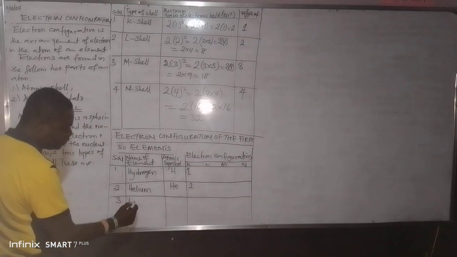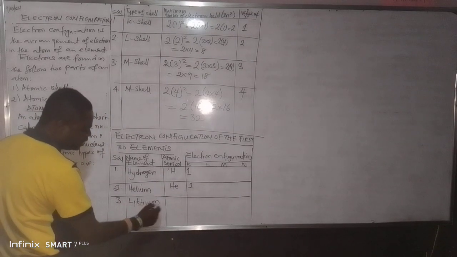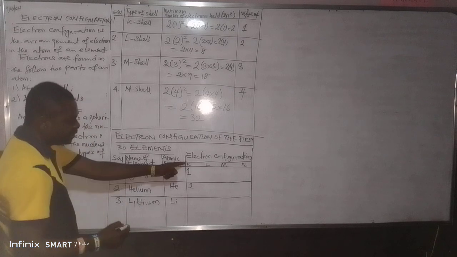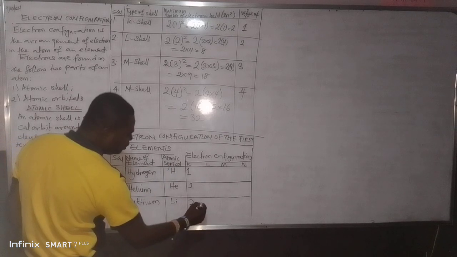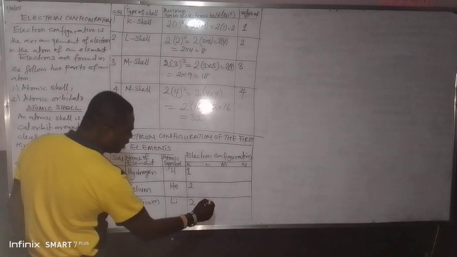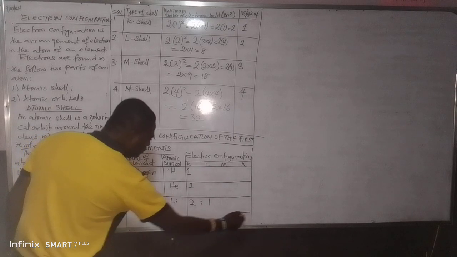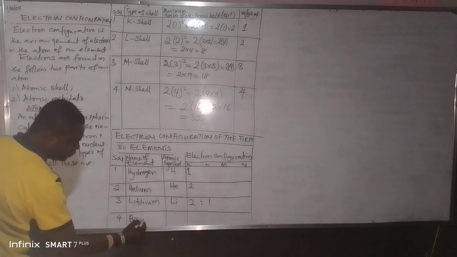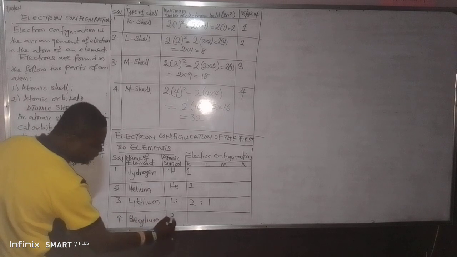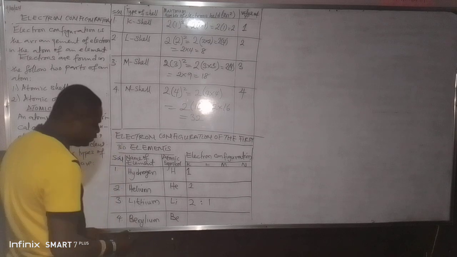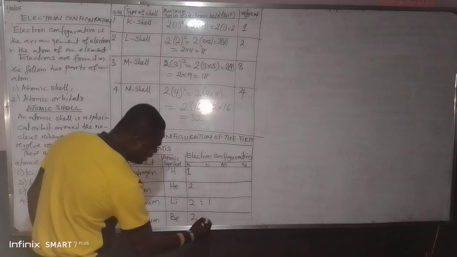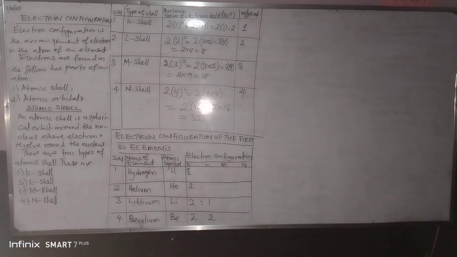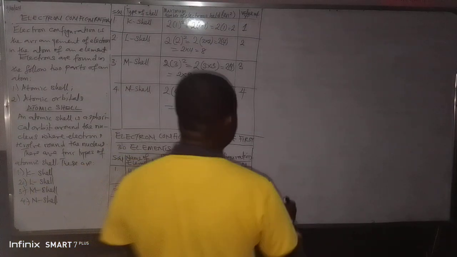Number 3 is lithium. Lithium has 3 electrons. The 3 cannot enter K, only 2 enter there. The remaining one is put under L shell. Then number 4 is beryllium. Beryllium, Be, has 4 electrons. 2 will go here and 2 will come here. So what you are seeing there is electron configuration.